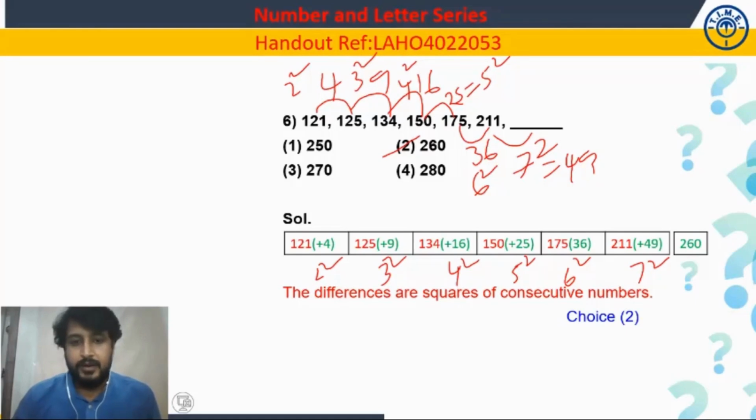Let's move to question number 7. Please don't wait for me to copy the notes. While I'm explaining, please try to copy the notes. Okay?